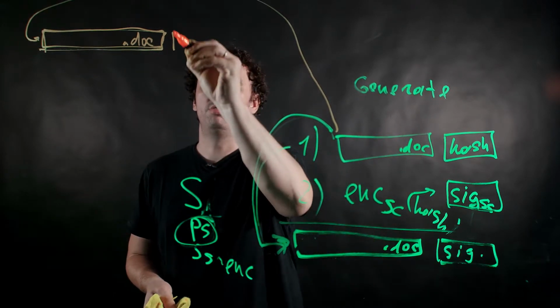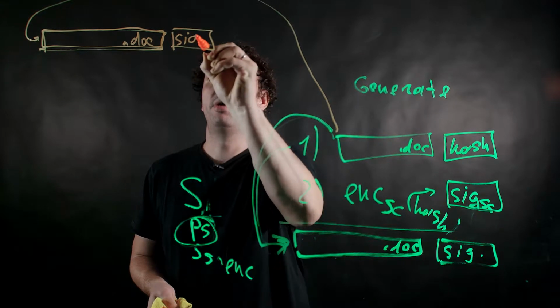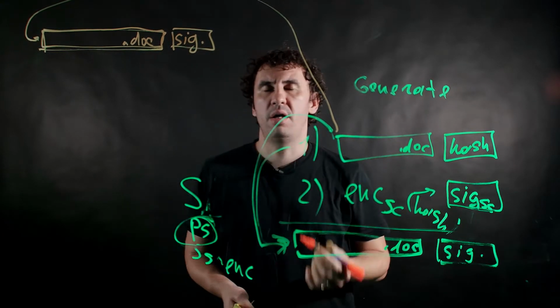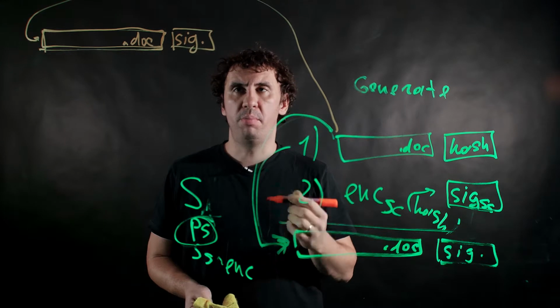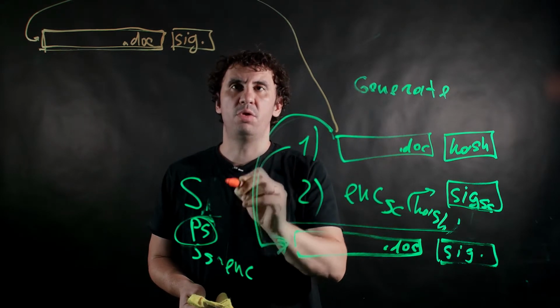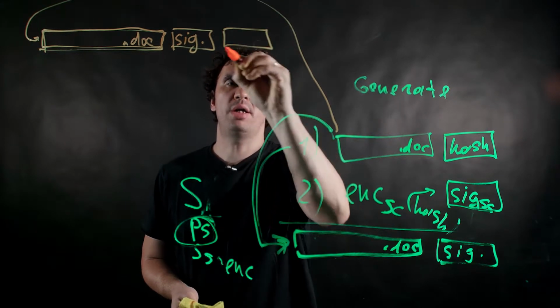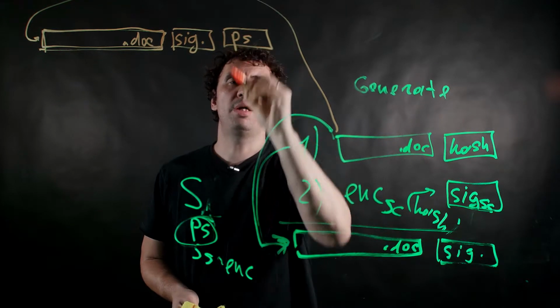Also, of course, you need my signature. And the third, a very important part, is my public key. So you need my public key to check the signature, the public key of Sergey.